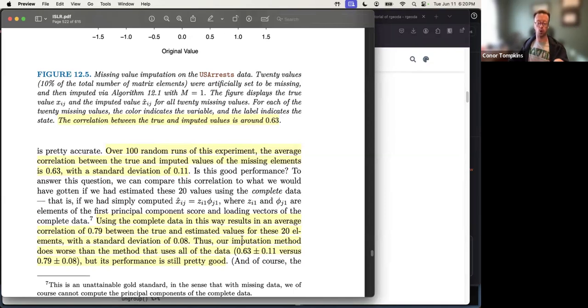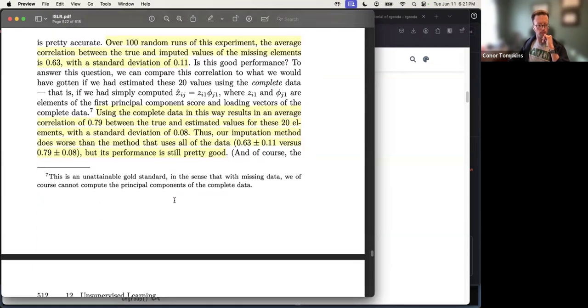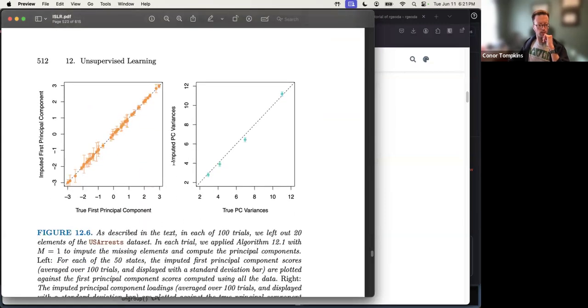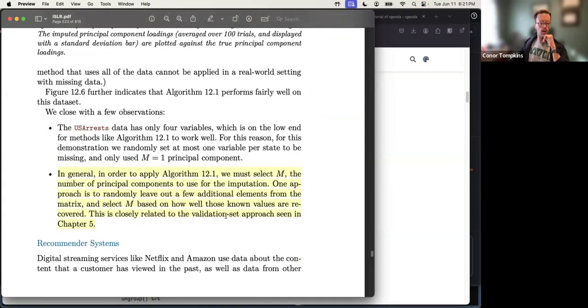So this is where you could do like a holdout set. You could withhold like 10% of your data and do it this way. And again, the actual was about 79, and the imputation method was about 63. So again, it's not perfect, but it's still pretty good. Yeah, so this is closely related to that validation set approach, like we said earlier.